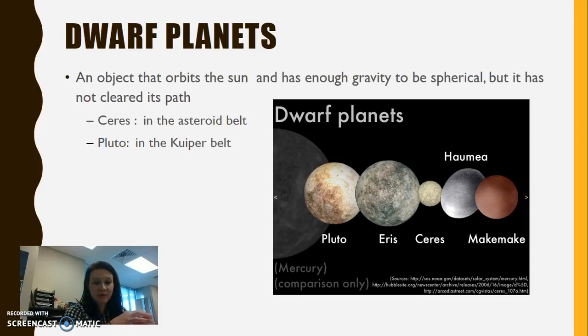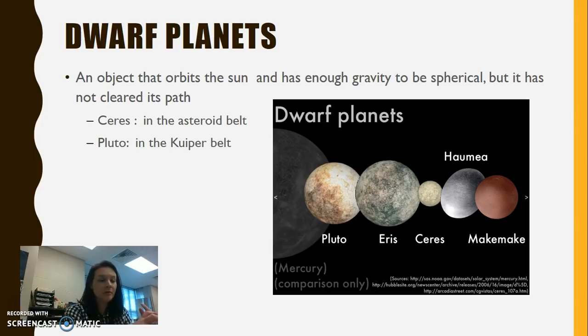So next we have the dwarf planets, and these are a relatively new category of objects in our solar system. They're not technically a planet. They were given that name probably just to make people feel better. Dwarf planets, they orbit around the sun. They have a spherical shape because they have enough gravity to actually create that shape. But the thing that they don't have is they do not have a cleared path. So there are other objects in their pathway.